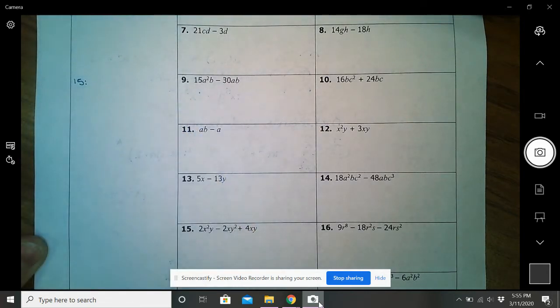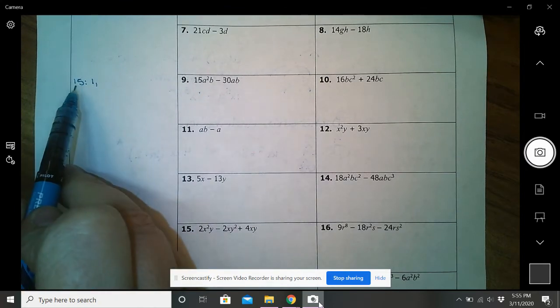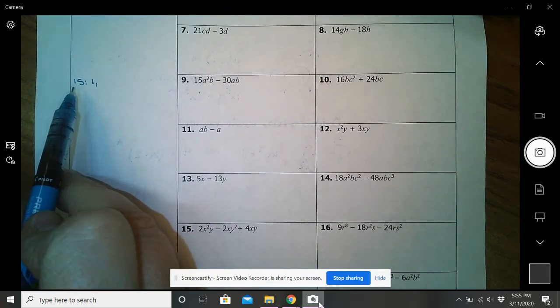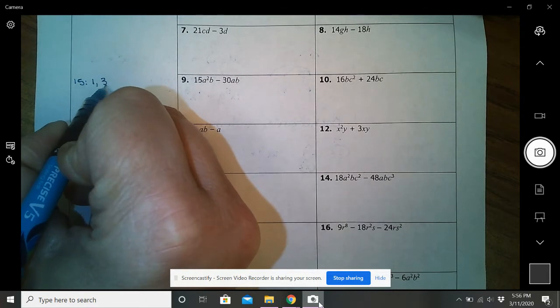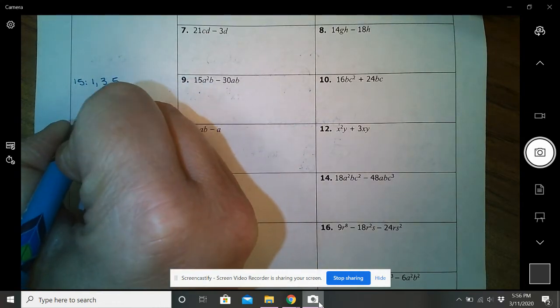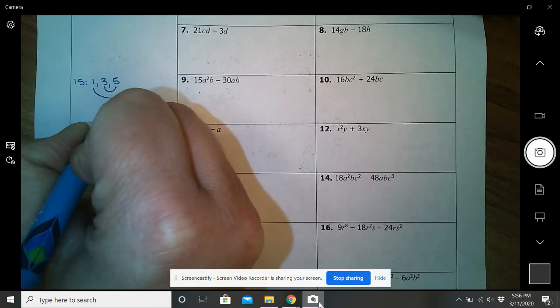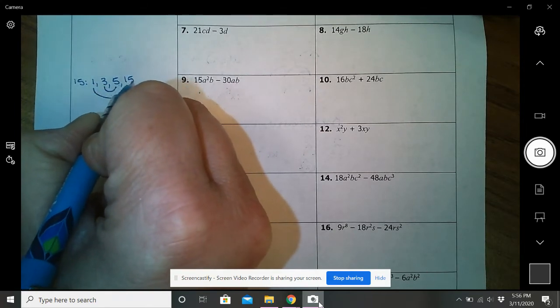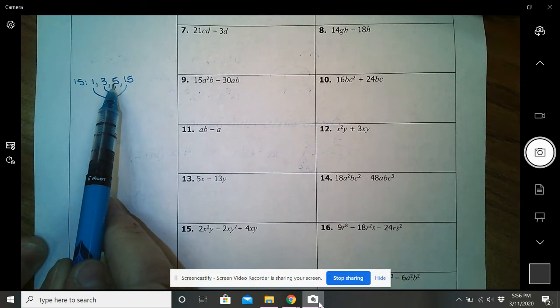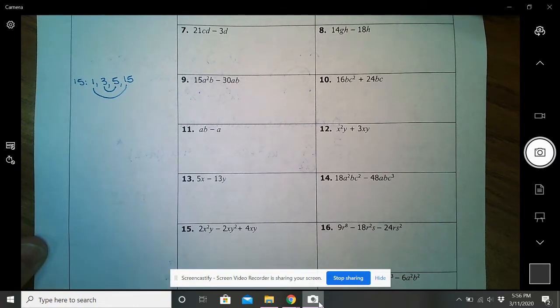What divides into 15? Of course, 1 divides into everything. 15 divided by 2 would be a decimal. 15 divided by 3 is 5. 15 divided by 4 is a decimal. 15 divided by 5 is 3. So I'm starting to find the pairs. The next pair isn't going to happen until I get to 15 again. That means everything from 6, 7, 8, 9, 10, 11, 12, 13, and 14 would all form a decimal, and I'm not interested in decimals.